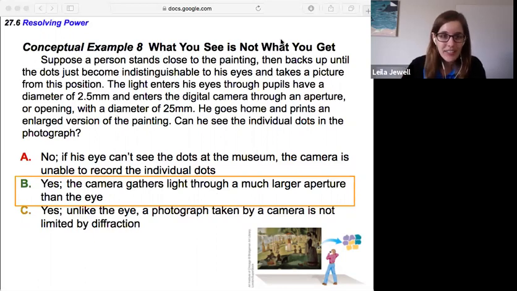So there we have it. That introduces diffraction and resolving power.